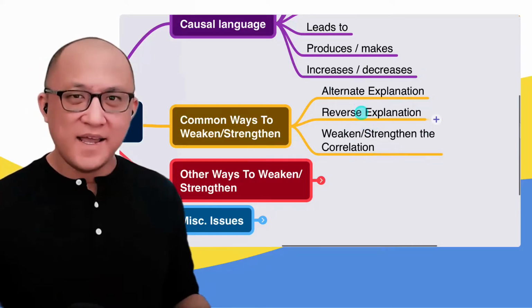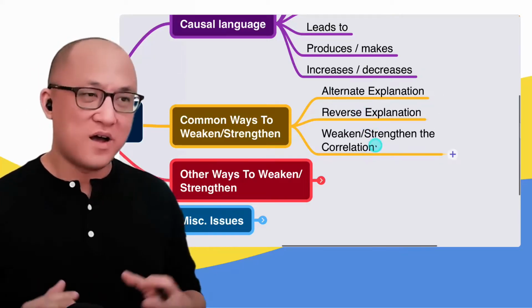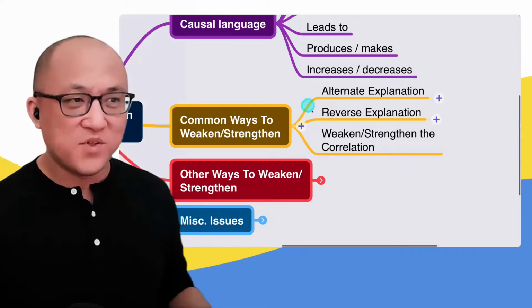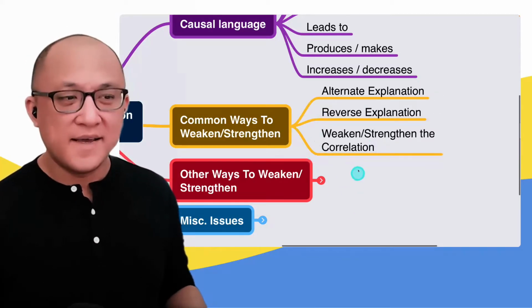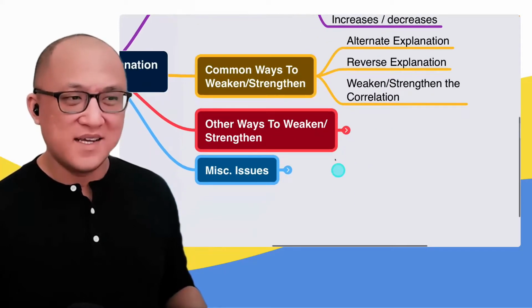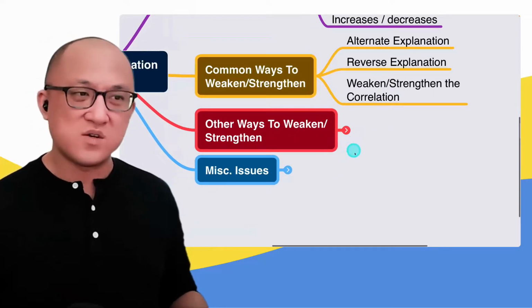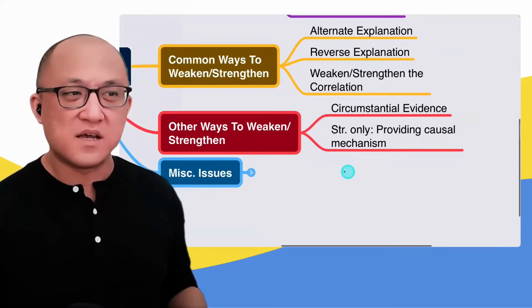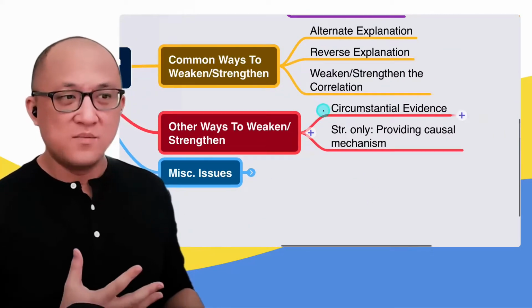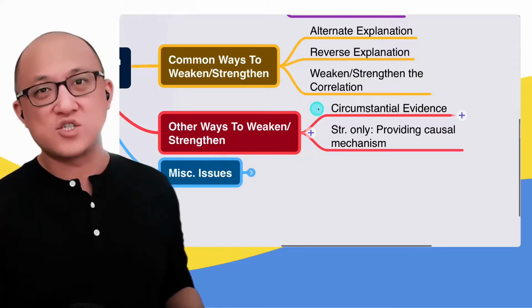Now, as you guys know, since you've done a lot of problems, those aren't the only ways to strengthen or weaken this kind of argument. Here are a couple other ways, and this is not exhaustive, right? But these are some other common ways. I think of them as, first, providing circumstantial evidence.